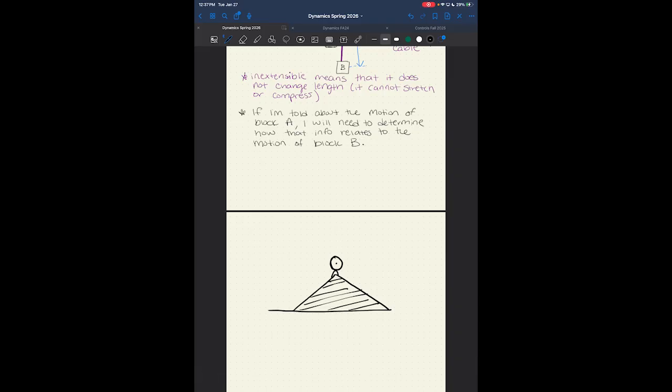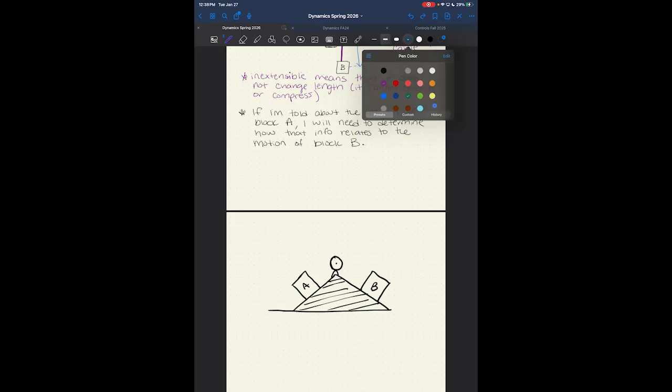So here's another example of a dependent motion problem. A lot of times in this class, for whatever reason, we talk about blocks on slopes a lot. So let's say we have two different blocks, maybe a block A and a block B, and they're connected by a rope that goes over a pulley. I'm going to try to make this colorful. Like so.